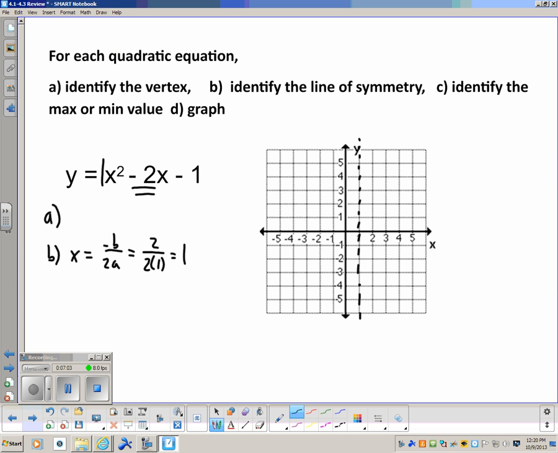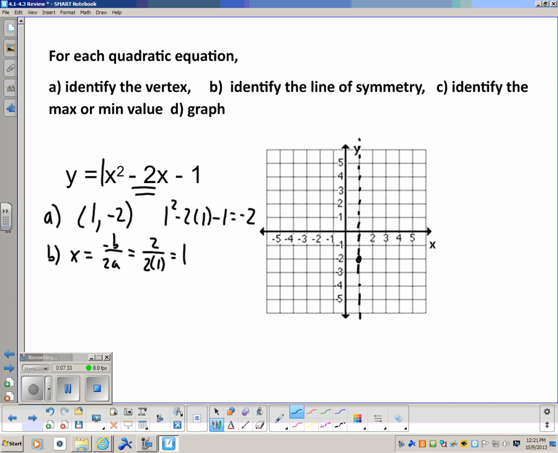So my vertex is 1, something. So I have to plug 1 back in there in my function. So 1 squared minus 2 times 1 minus 1. So I end up getting -3, it looks like. No, -2. So putting that in there, I get 1, -2. So 1, -2, plotting that.